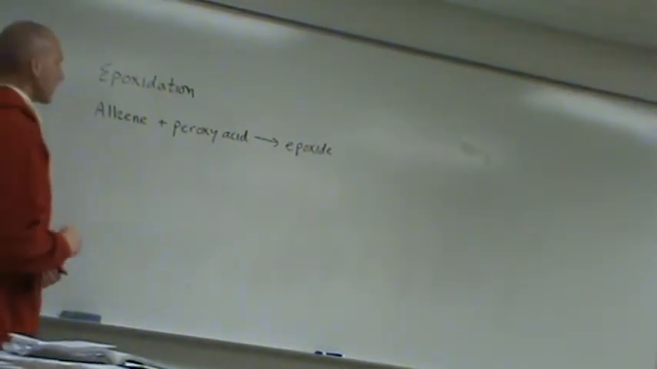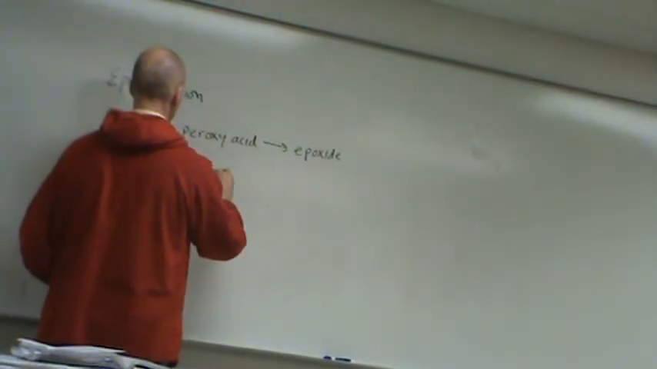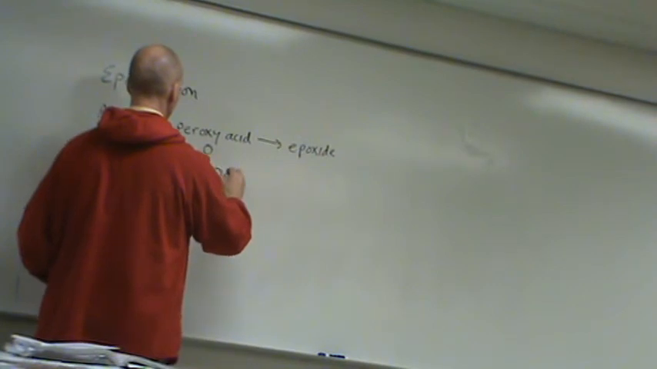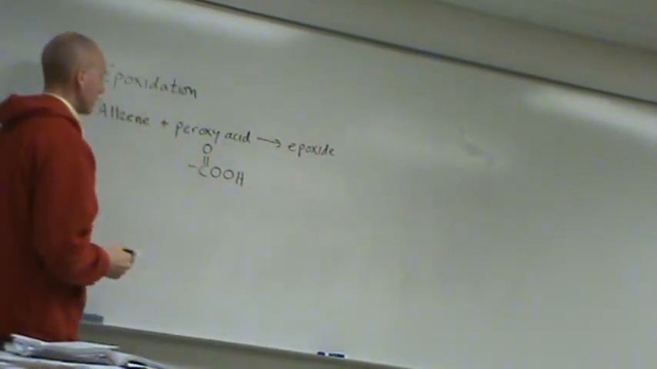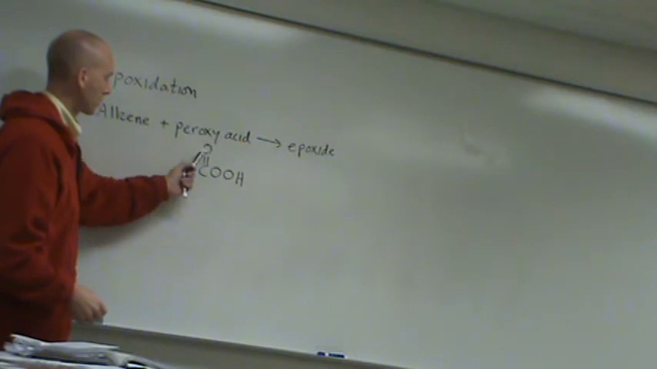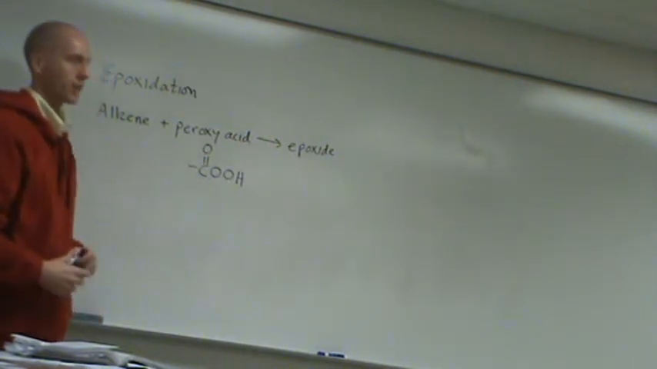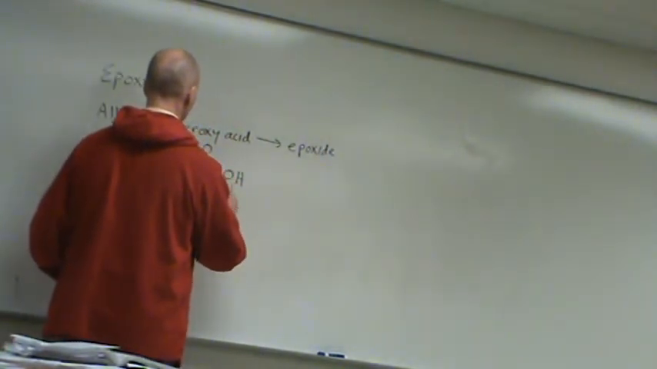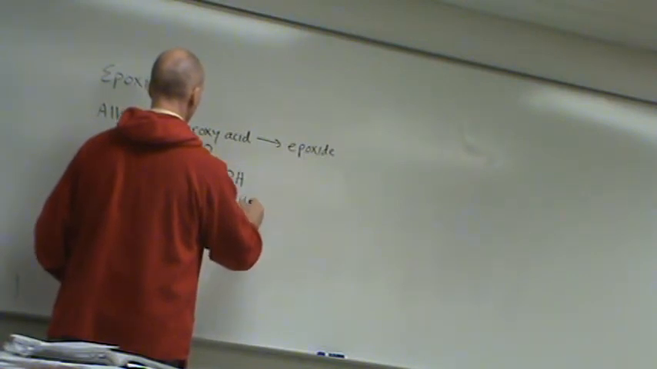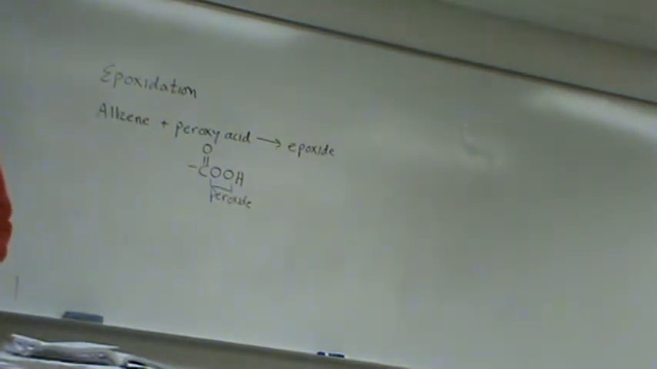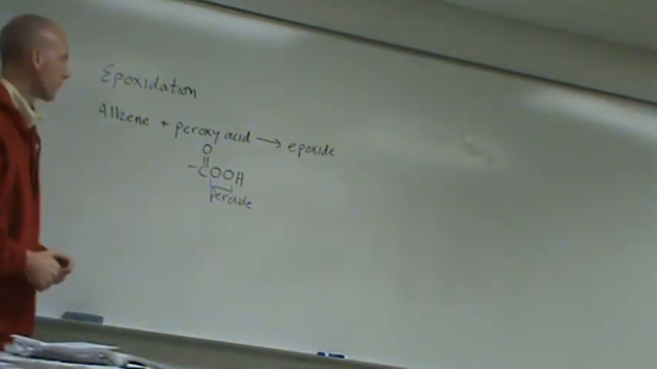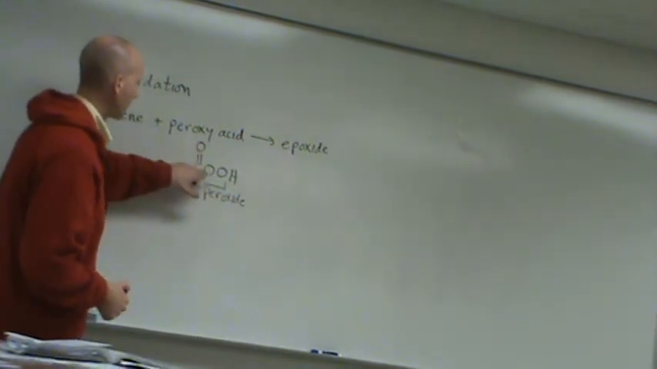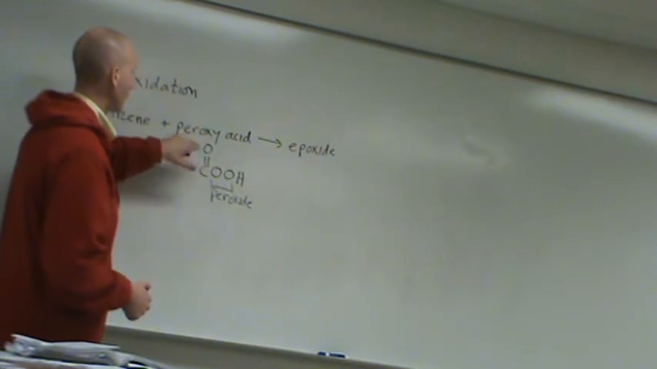A peroxy acid has this functional group. So you can see it's similar to a carboxylic acid, but we have an extra oxygen in there. Remember that the oxygen-oxygen bond is the peroxide bond. Remember we saw that with hydrogen peroxide? So I'm combining a peroxide bond with an acid, so we get what's called a peroxy acid. So that's what that name means.